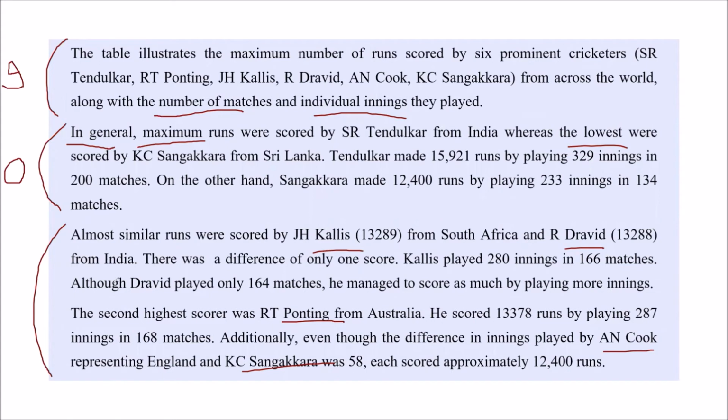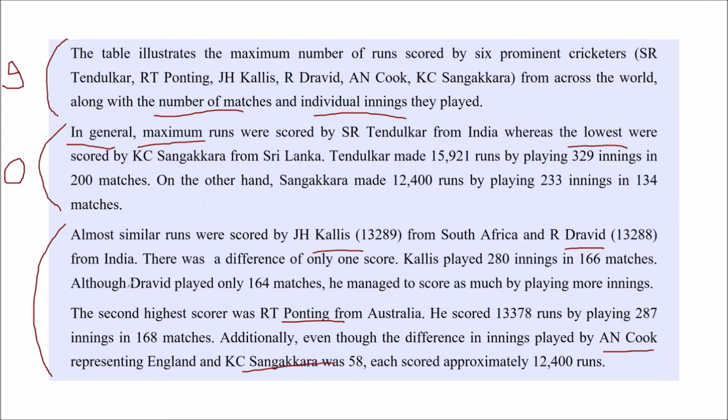The second highest scorer was Ricky Ponting from Australia. He scored 13,378 runs by playing 287 innings in 168 matches. Additionally, even though the difference in innings played by A.N. Cook, representing England, and K.C. Sangakkara was 58, each scored approximately 12,400 runs. That's the end of our summary.